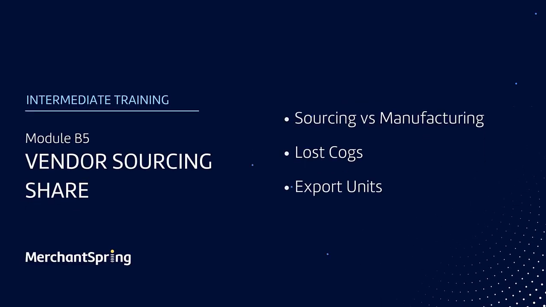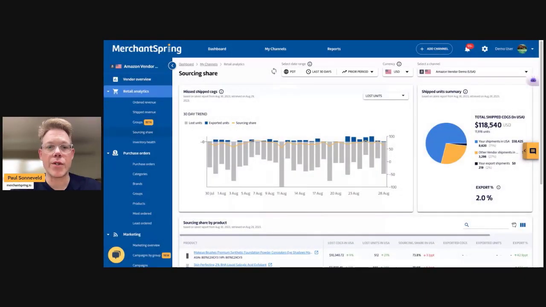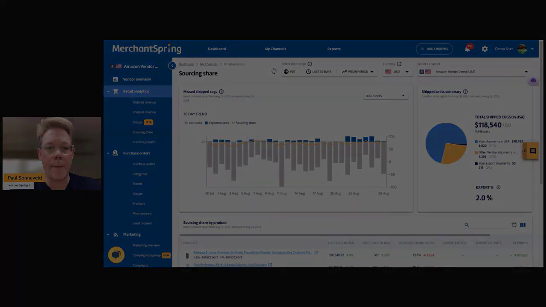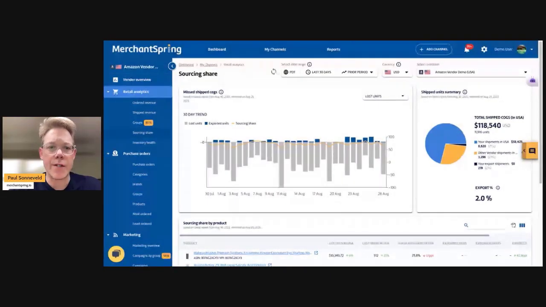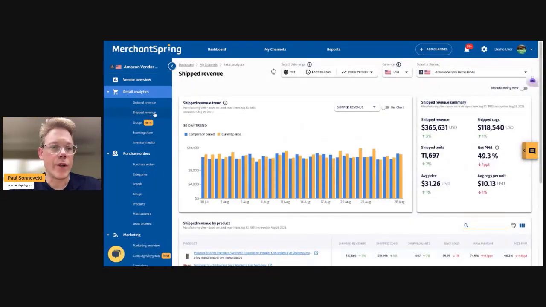But before we do that, I actually want to get to some of the basics. It's really important to understand how we used it and make sure you don't misuse it or use it in the wrong way. The first thing I would point out is before we even go into the sourcing share report, the sourcing share report really relies on the ship revenue and ship COGS report. And we're using two different views, and we're actually combining both the manufacturing view and the sourcing view. And you have seen the toggles up here.